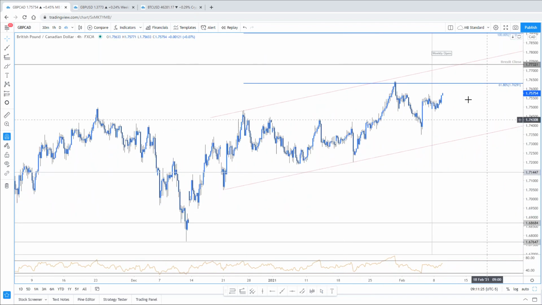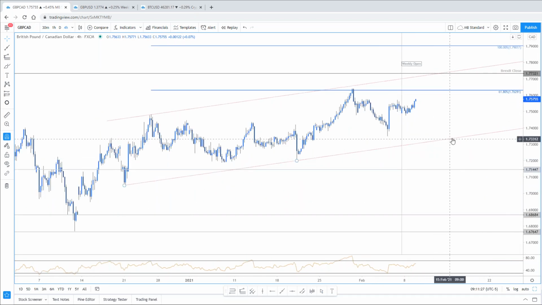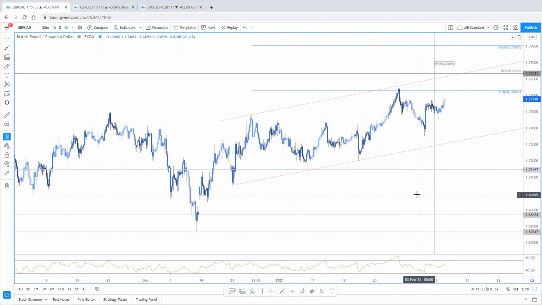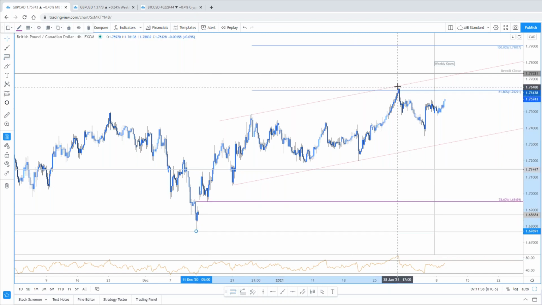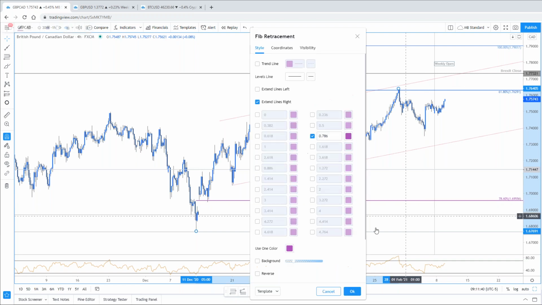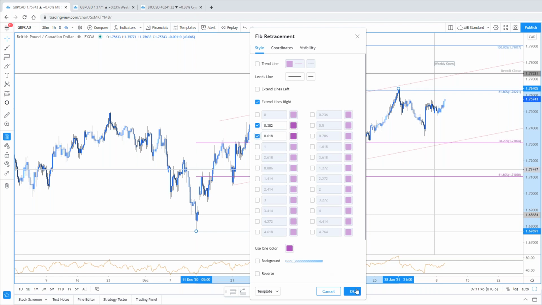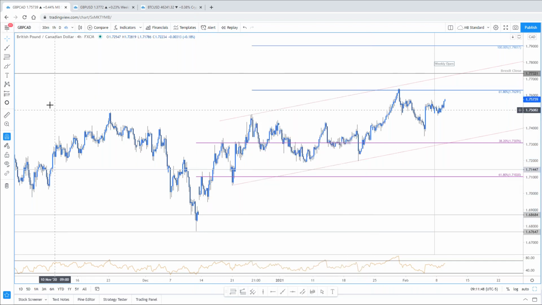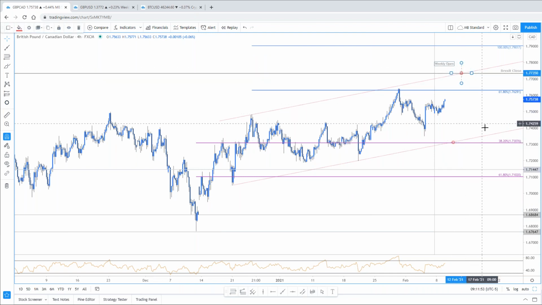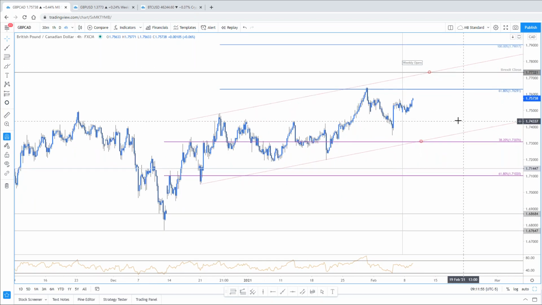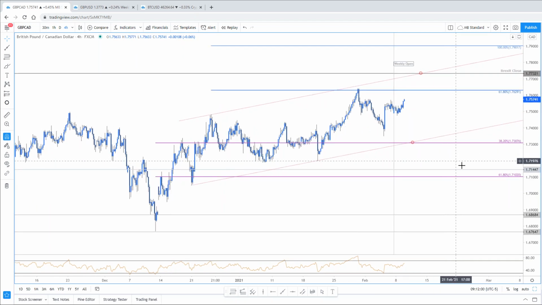Here's some levels to consider on the upside. Support, key resistance. Again, mid-range trades, not my cup of tea, right?